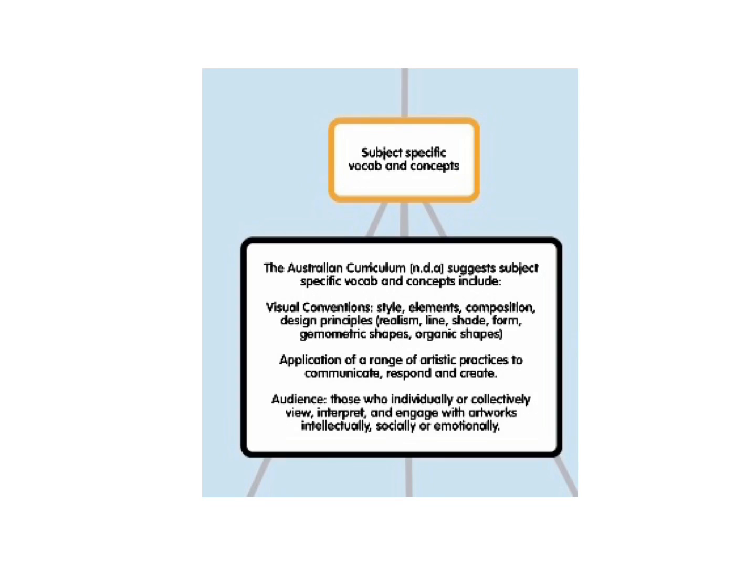So in terms of subject-specific vocab and concepts, the Australian curriculum suggests subject-specific vocab and concepts include visual conventions such as the style, elements, composition, and design principles, the application of a range of artistic practices to communicate, respond, and create, and the audience, those who individually or collectively view, interpret, and engage with artworks intellectually, socially, or emotionally.